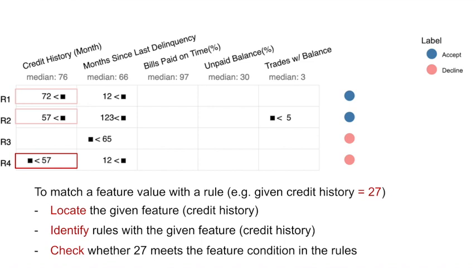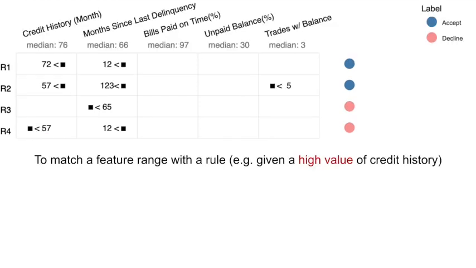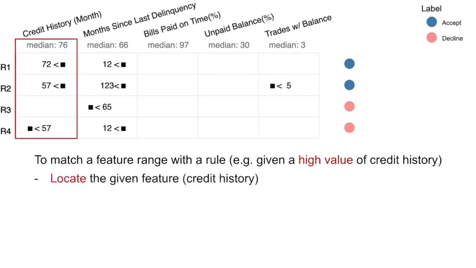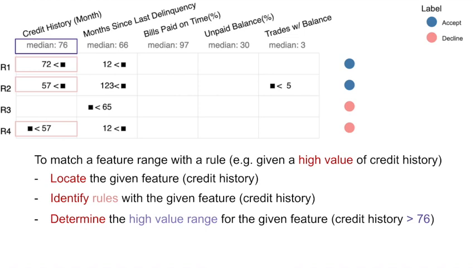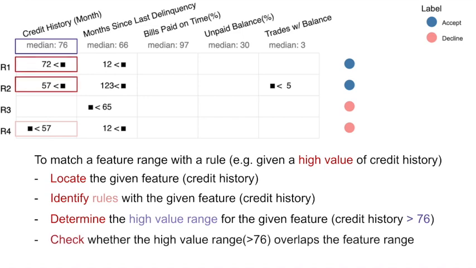After matching a feature value with a rule, how about matching a range with rules using the table? For instance, how to match rules that a high value of credit history may match. Similarly, we have to locate the given feature first. Then we can find out the rules that contain this feature and its median, which is helpful to determine the high value range. In the end, we check whether the high value range larger than 76 can overlap any feature range. Here we can find out that credit history larger than 72 in rule R1, and credit history larger than 57 in rule R2 can meet the condition.